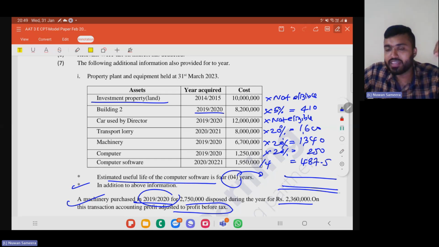If you don't know the exact useful lifetime of the software or the intangible, you are very well aware of the accounting standard called LKAS 38, intangible assets. So you know those things, right?